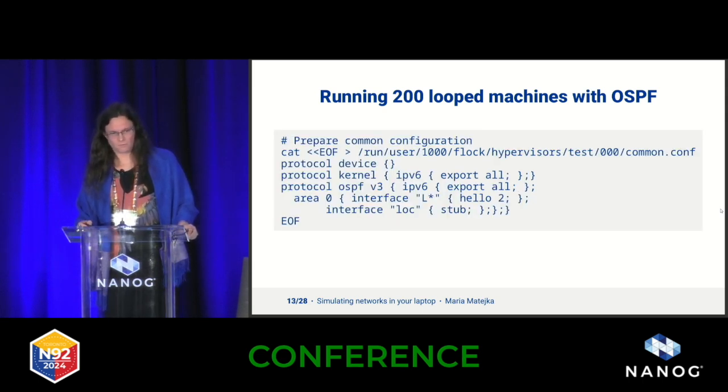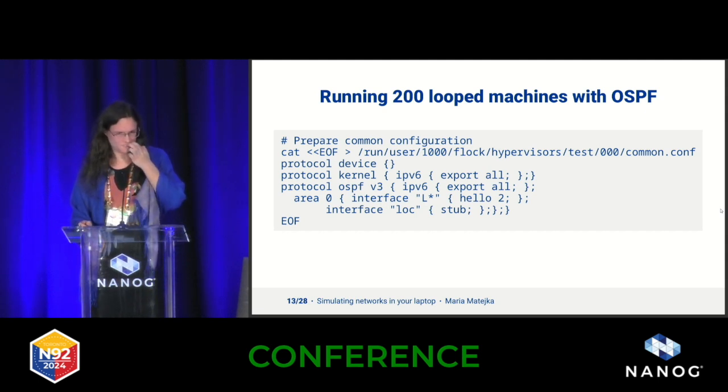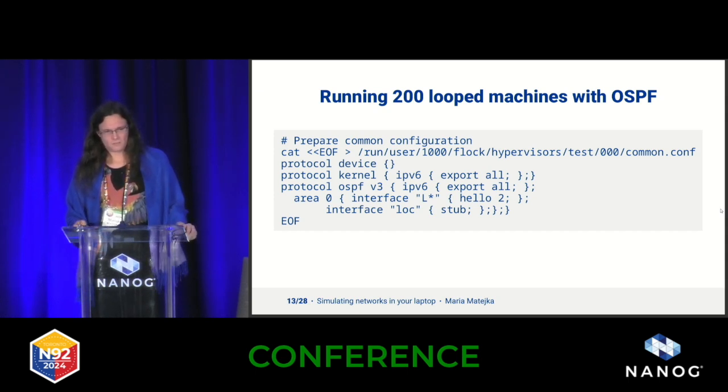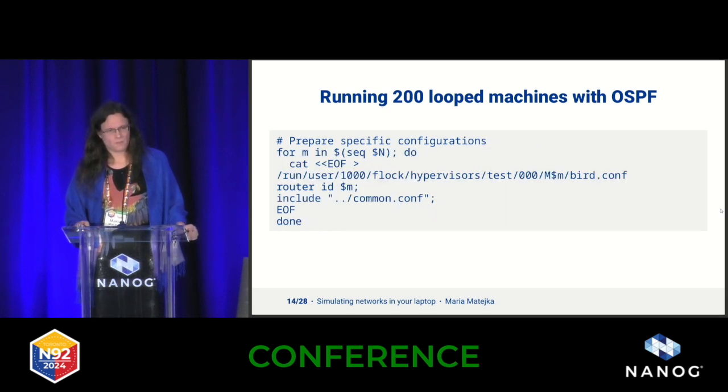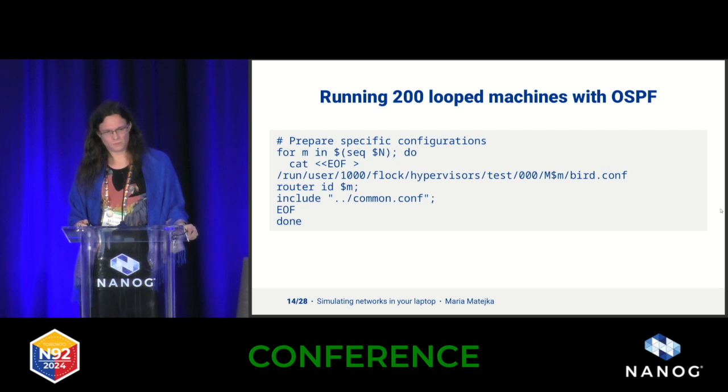Yeah, you have to prepare the configuration. I'm again using that trick with having one common configuration, and that router ID will be set in the specific files. So it's just, once again, the device things, the kernel thing, and the OSPF thing. Yeah, we have to prepare the specific configuration. So we just set the router ID and include the rest, because the rest is the same.